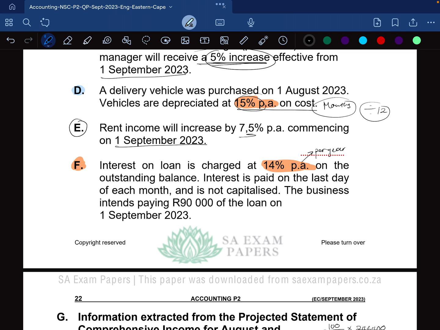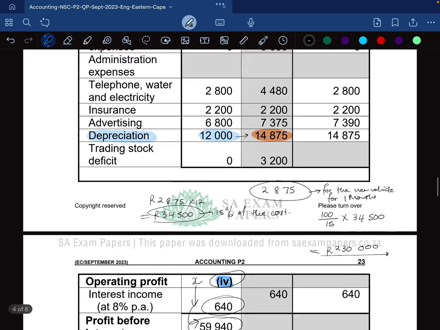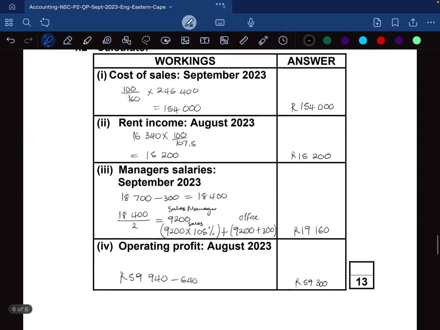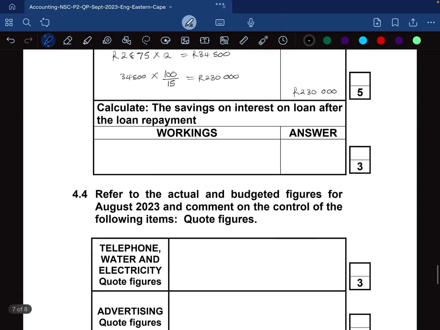So when we are deciding to pay off a huge sum of money to pay off the loan, we are decreasing the liability of being charged more interest. So this is what we are told to calculate, because it says here: calculate the savings on interest on loan. So when we are paying the money, we are reducing the chances of being charged interest.